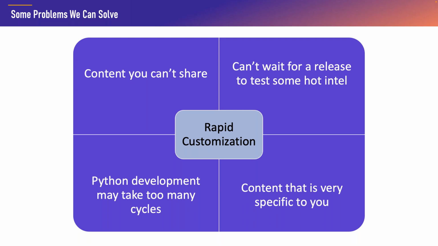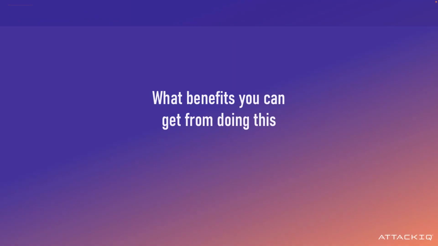The aforementioned Python development could take too many cycles to go through based off of the intelligence that you have, and you need to test for it right now. Or you have content that is especially specific to you. Maybe you have a very specific spear phishing email that came in that you want to test against, or this type of network traffic that really only seems to pop up inside of your environment. These are all perfectly valid use cases. I'm sure there are more, but these are some that are easy really for anyone to be able to grab. So what benefits do you get from then doing this?